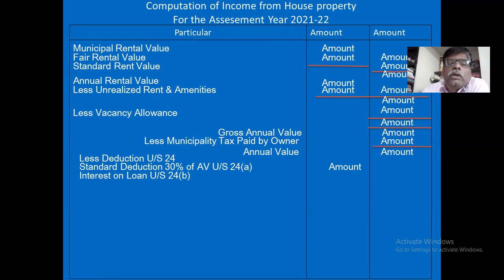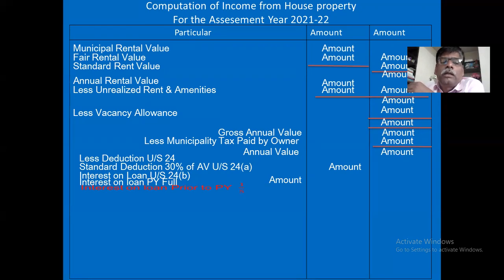Interest on loans, section 24B. Under this, previous year interest on loan. Interest on loan means that the loan must be taken for the purpose of purchasing the house, or construction of the house, or repairs and renovation of the house. That is called the loan amount. On that loan, interest is there. That interest you have to take. Previous year interest, you take in full.